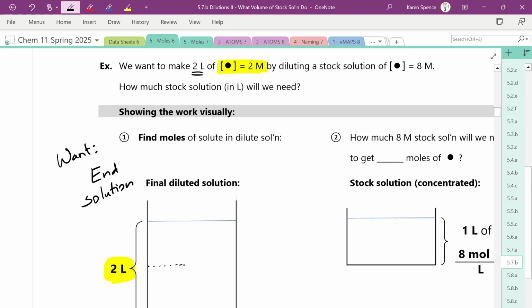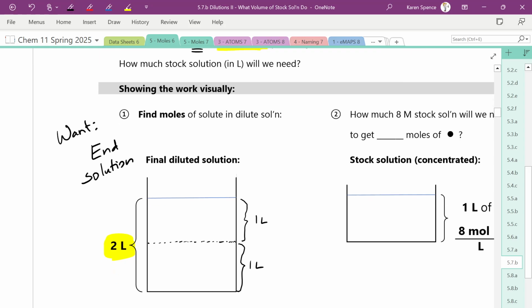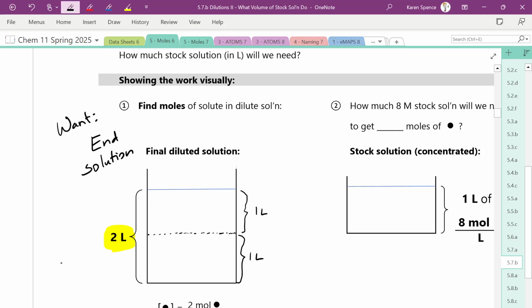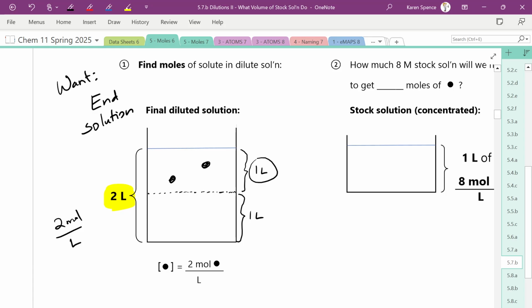Well, if each of these is 1 liter, right? This is 1 liter. This here is 1 liter. How many moles are in the top half if I want it to be 2 moles per liter? How many moles do I need in the top liter? 2 moles in 1 liter, right? How many do I need in the bottom liter? I need 2 moles in the bottom liter, and that gives me 2 moles per liter, right?